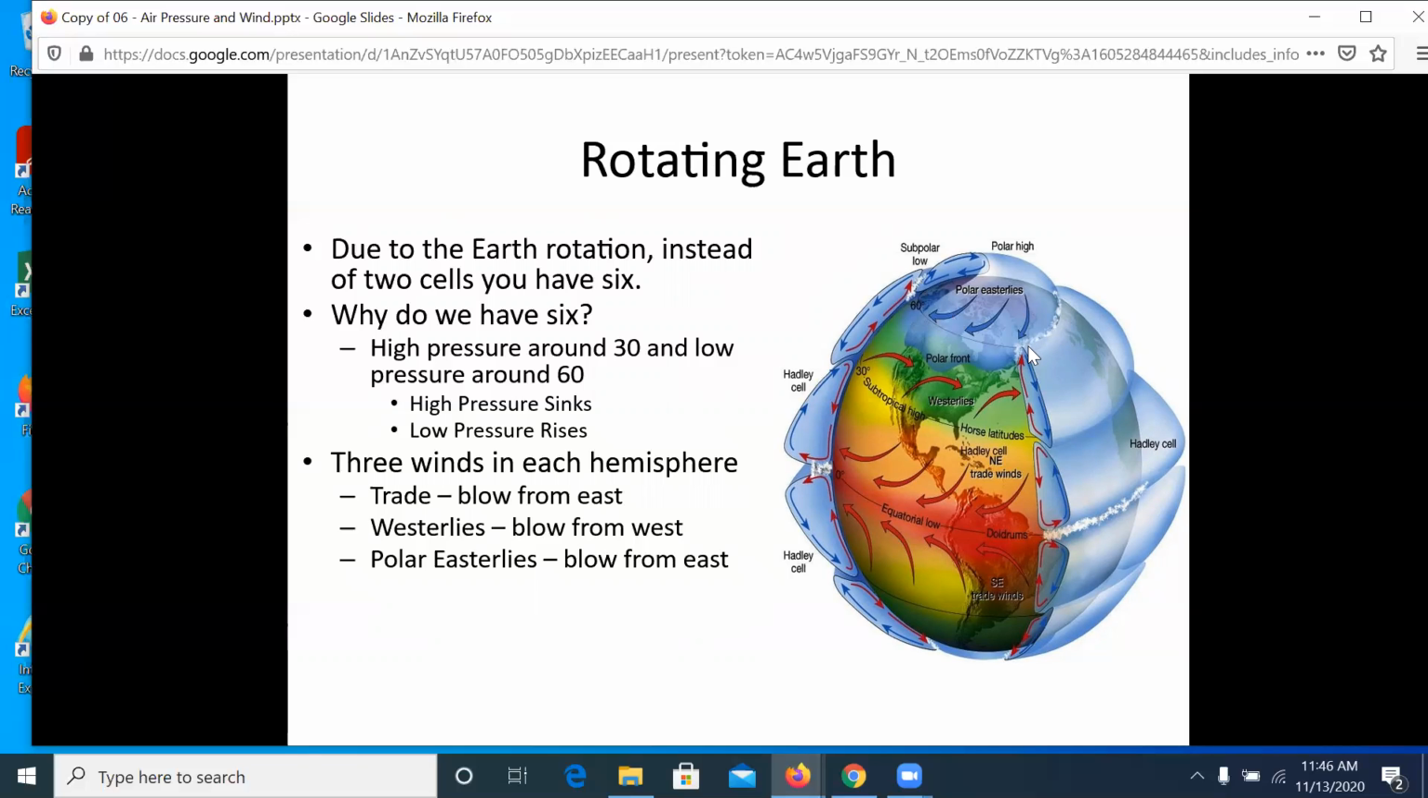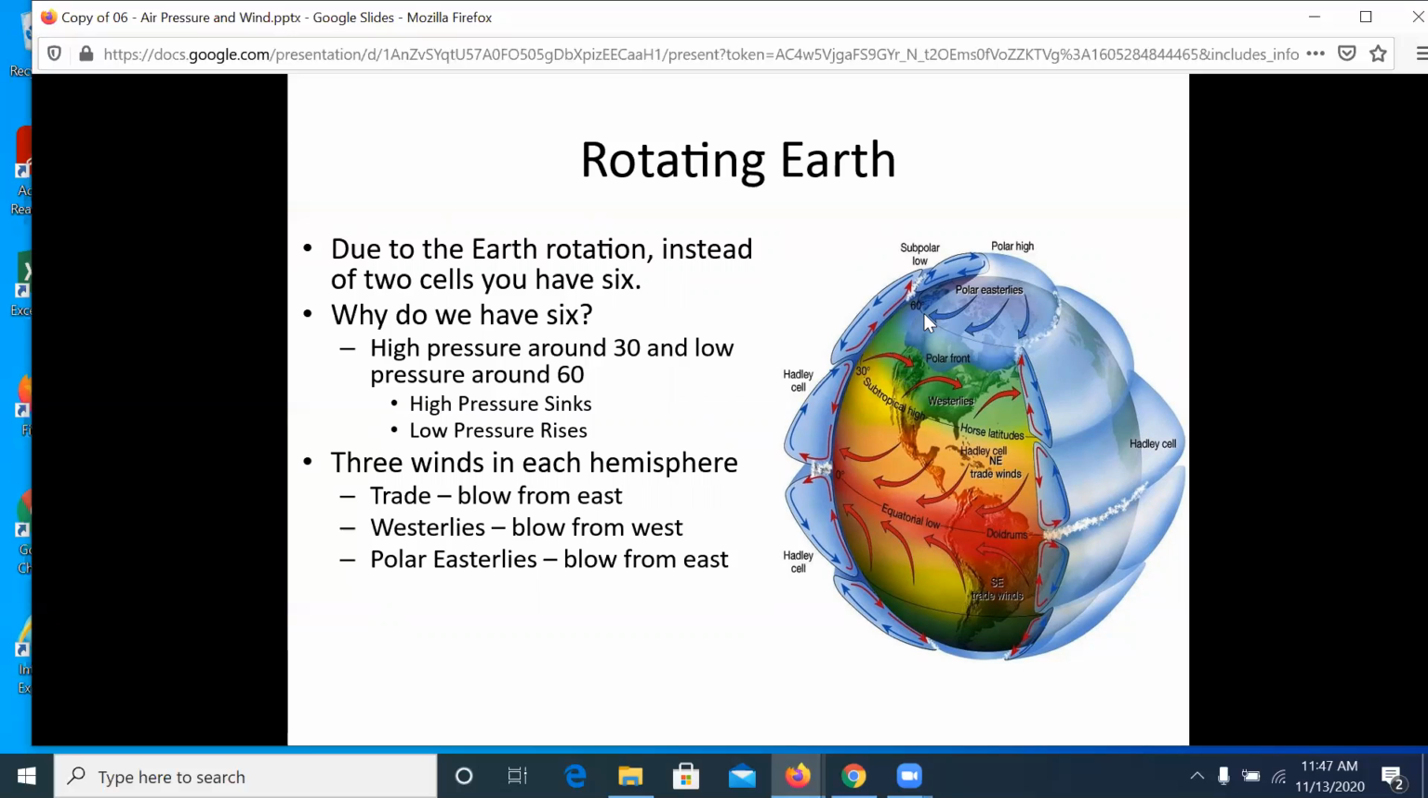We have named these 3 winds in each of the hemispheres. The first one is the trade winds. The second one are the westerlies. And the third one we call the polar easterlies. So the trade winds blow from the east, so they go from east to west. Our westerlies blow from the west. If you're looking at this red arrow right here, we're blowing from the west. And our easterlies blow from the east, the polar easterlies, okay?